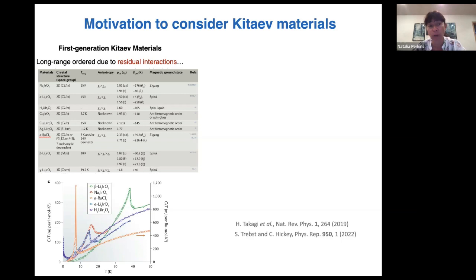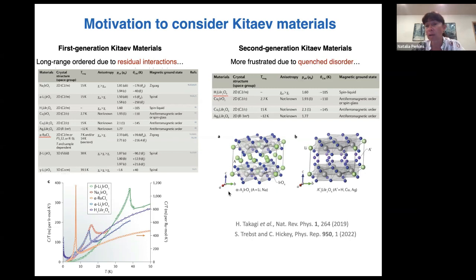However, in these materials, here is the list of materials, from Simon Trebst's recent review. You can see that most of these materials order below a certain temperature. For example, that can be seen in the behavior of the specific heat. That comes from residual interactions, because residual interactions are allowed by symmetry, and nature is such that whatever is allowed happens. Then there is another class of materials which either show a significantly lower ordering temperature or do not show it at all. These materials are more frustrated, because of the presence of external disorder, in the form of quench disorder.